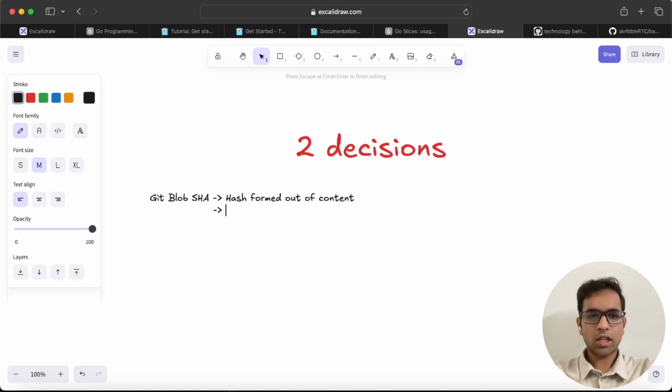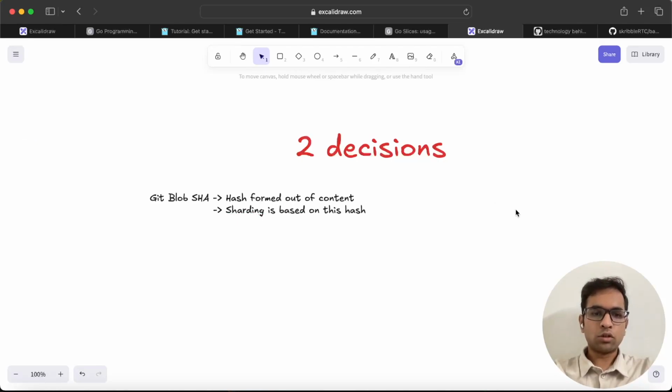So sharding is based on this hash, right? So what is the advantage of sharding on the basis of the git blob hash?